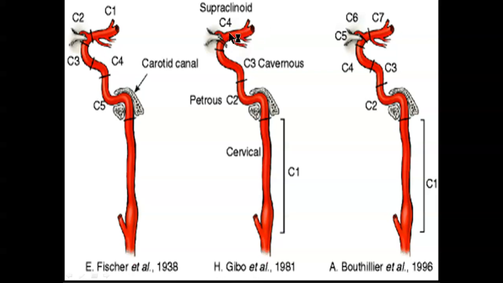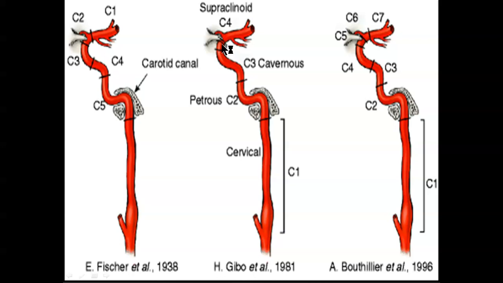Now, this supraclinoid segment, of course, is further divided into C4A, C4B, and C4C, depending on which artery is taking origin. For example, this one is the ophthalmic artery. Therefore, C4 is further divided into ophthalmic segment because of the origin of the ophthalmic artery here. Then C4 is further divided into C4 communicating segment, or we can say C4B, because of this posterior communicating artery origin. And the third portion is divided into C4C, or we can say C4 choroidal segment, because origin of anterior choroidal artery is taking place here.